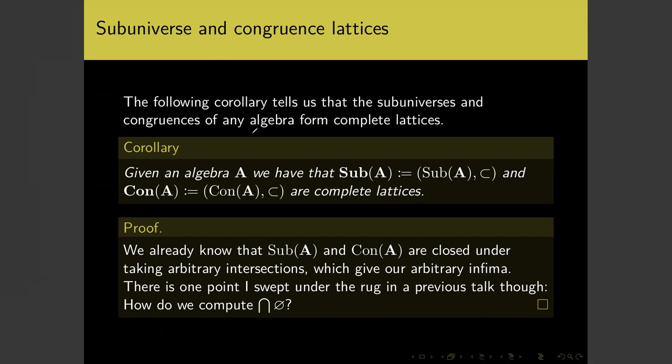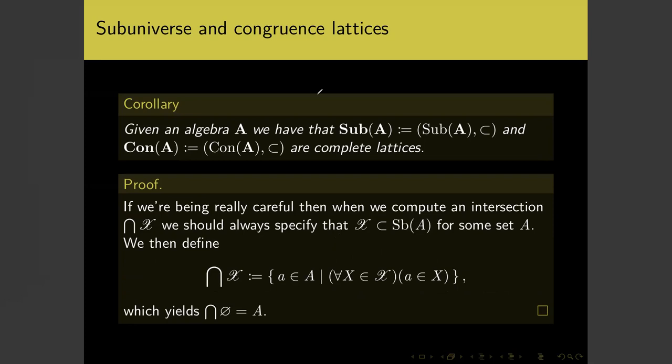Okay, so it is actually still true if we use the right definition. That is, it's still true that subuniverses and congruences of A are both closed under arbitrary intersections, even when we intersect zero of them. We just have to define what we actually mean. I was kind of cheap and skipped over this before, and now I'm going to discuss it. If we're being really careful, then when we compute an intersection of a collection of sets, we should always specify that the collection is a subset of the collection of subsets of a given set A.